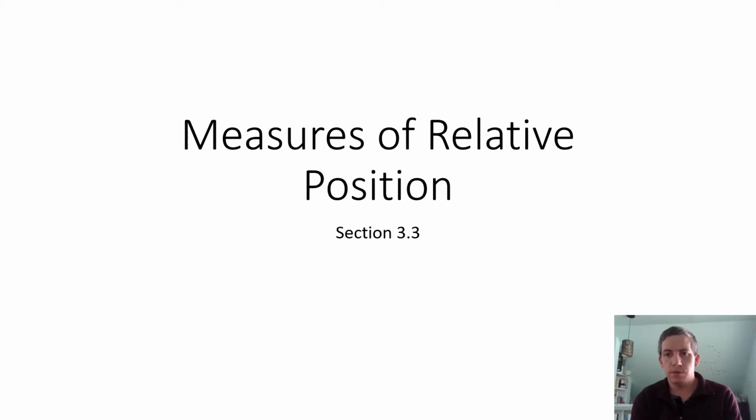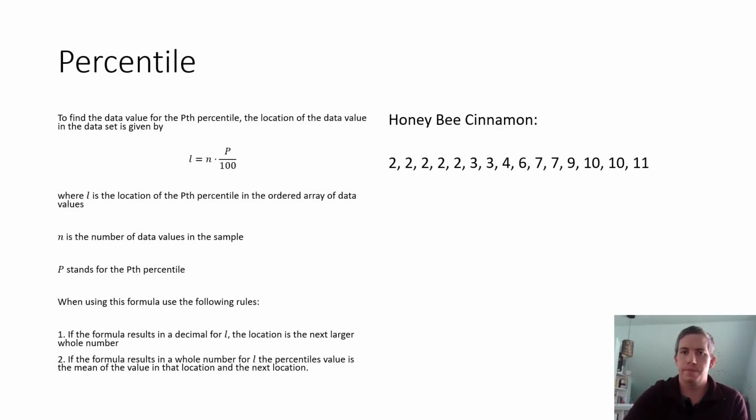So last time we talked about measures of dispersion, which shows us how the numbers are spread out. This time we want to talk about measures of relative position. Relative position is how the values compare to each other. One of the easiest ways to compare values is by looking at percentile.